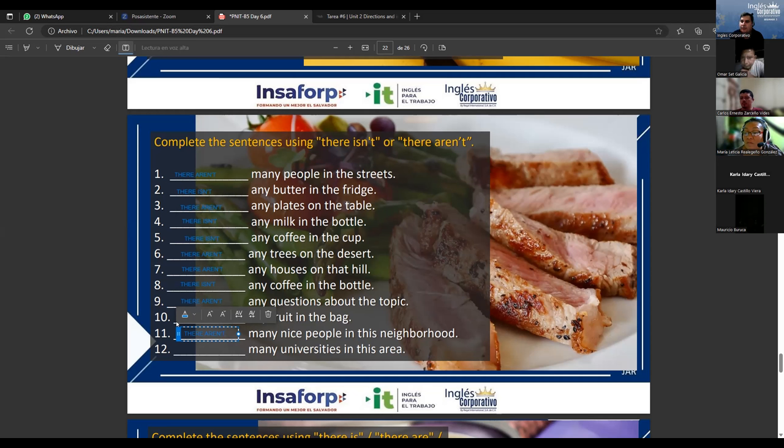Many is plural. Many books, many animals. Yes, it's fine like that. There aren't many universities in this area. Okay.